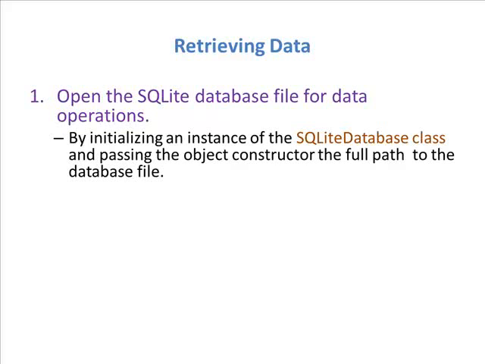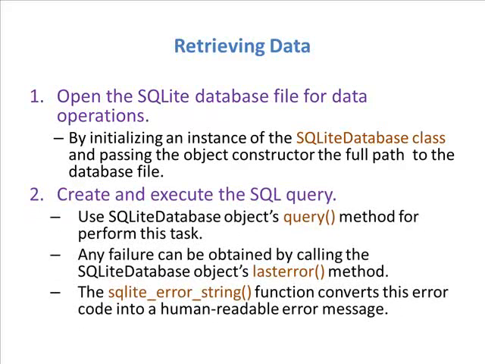By initializing an instance of the SQLite database class and passing the object constructor the full path to the database file, create and execute the SQL query. This is accomplished by calling the SQLite database object's query method and passing it the query to be executed.